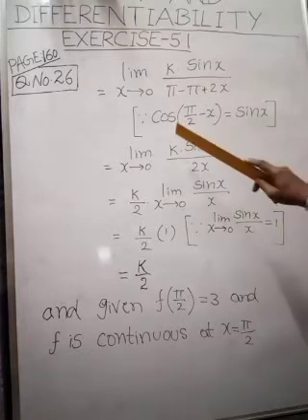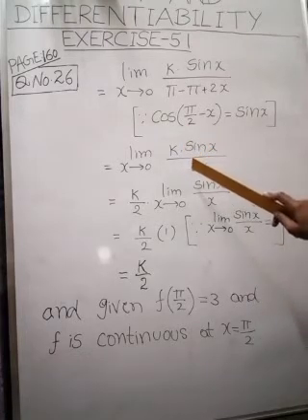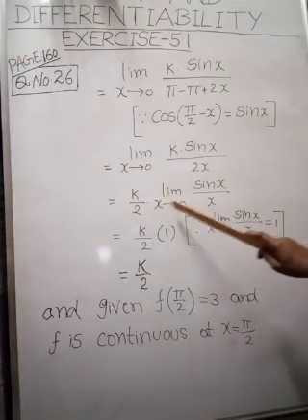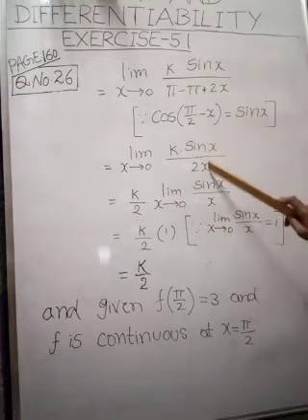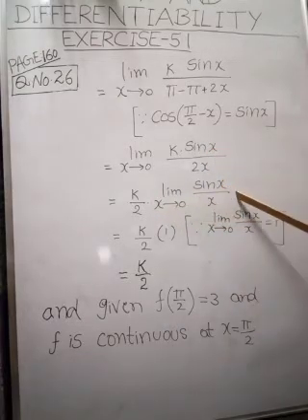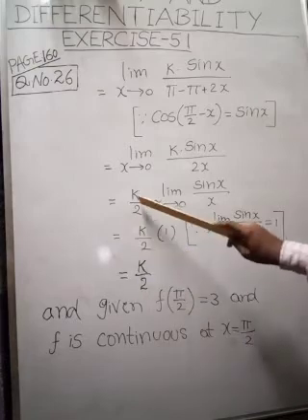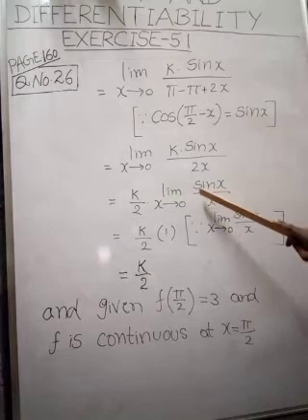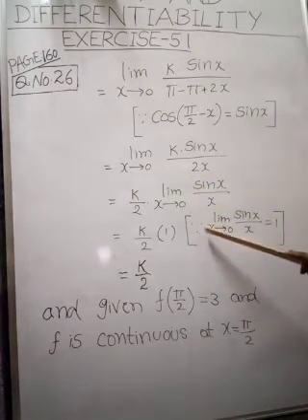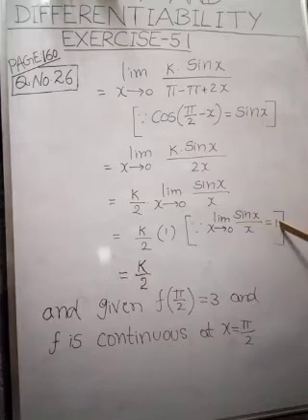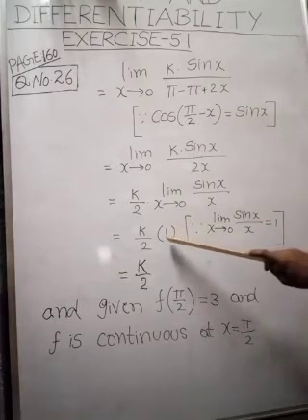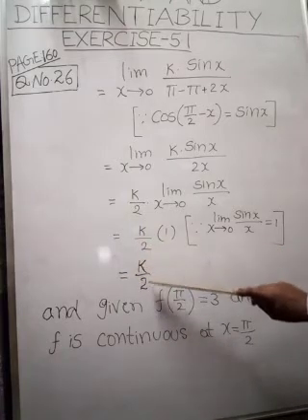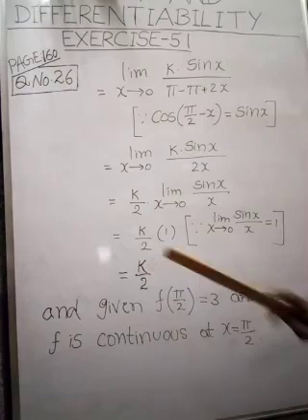Right. Now in this function, k by 2 is a numerical coefficient. We can write it outside. So k by 2 into the limit as x tends to 0 of sin x by x. Understood this step, my dear children? Right. That is equal to k by 2 into 1, because it is a standard limit: as x tends to 0, the limit of sin x by x is equal to 1. So we wrote 1 here. Understood this step, my dear children? That is equal to k by 2.